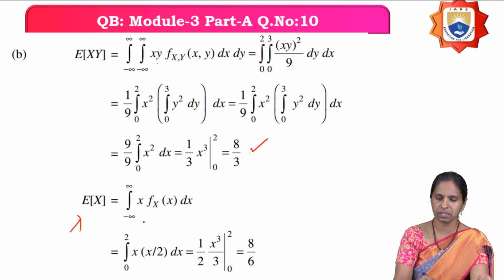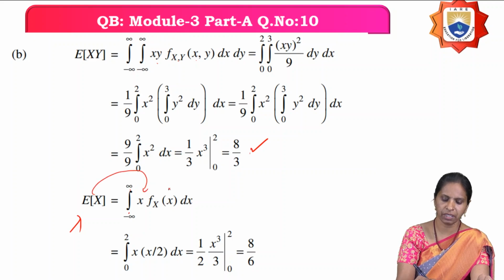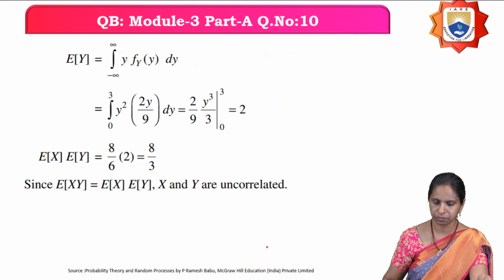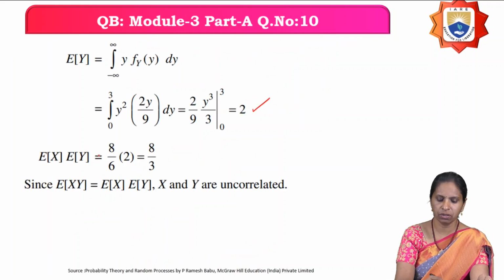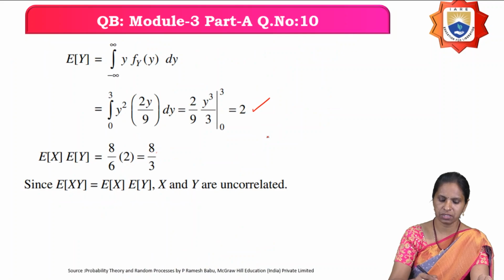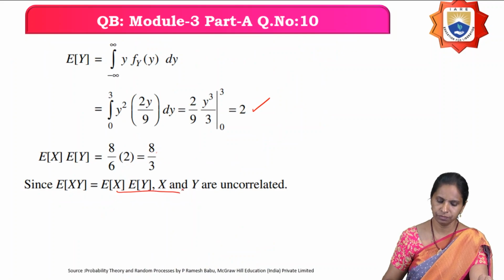Then what is E of x? Integration from minus infinity. So expectation of x is nothing but x into f_x(x). Substitute, then you are going to get here 8 by 6. Then E of y equals 2. Then what is E of x and E of y? Nothing but 8 by 3. And what is E of xy you got? 8 by 3. Since those two are equal, then you can say that x and y are what? Uncorrelated random variables.